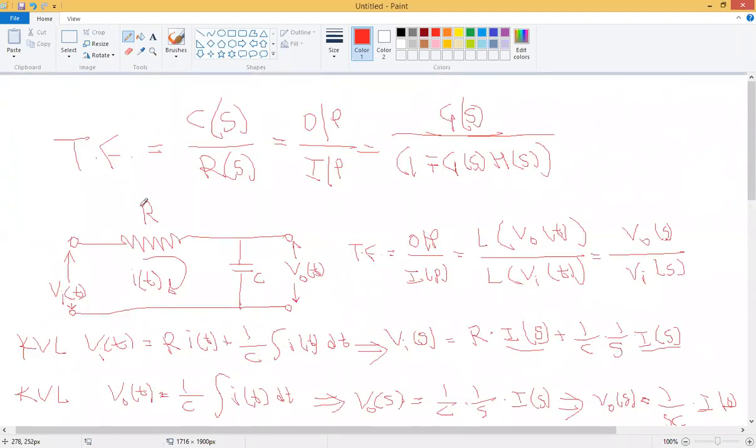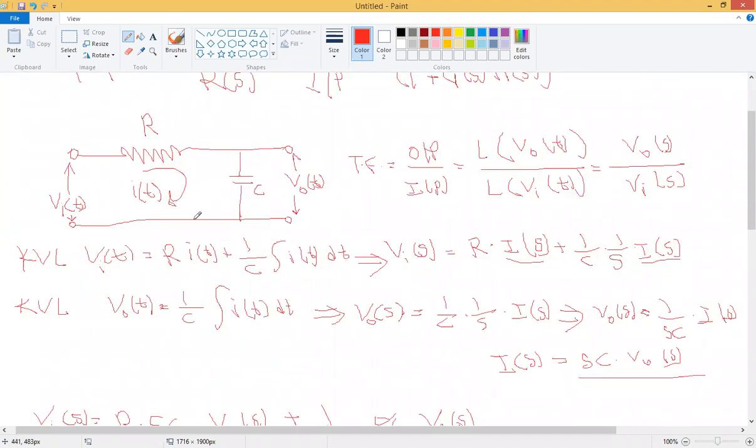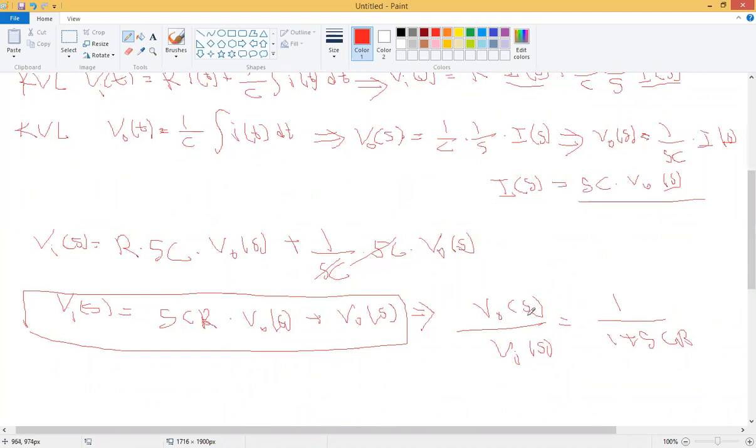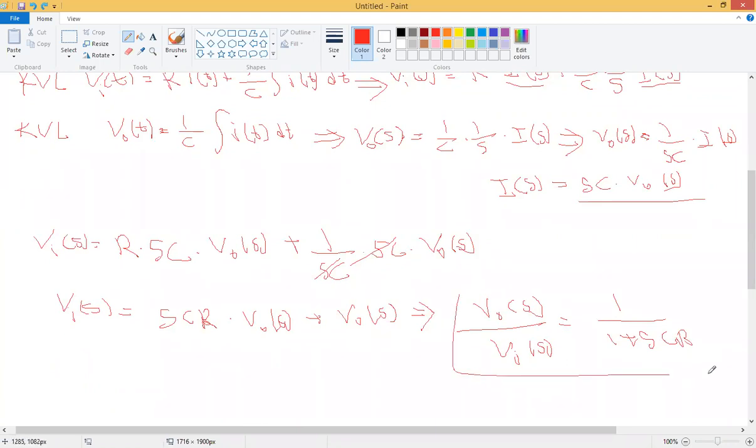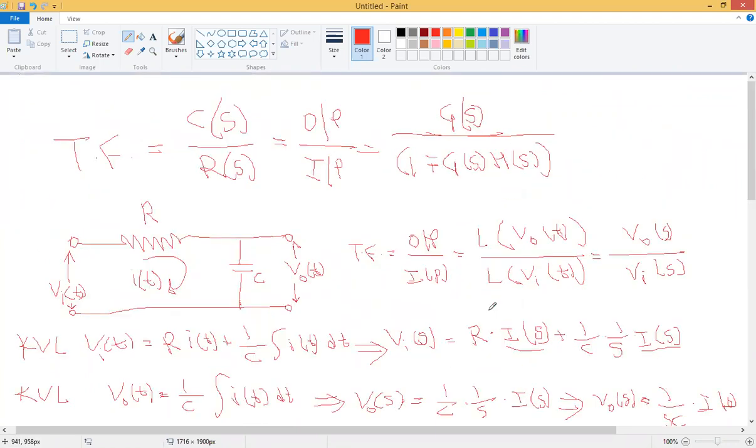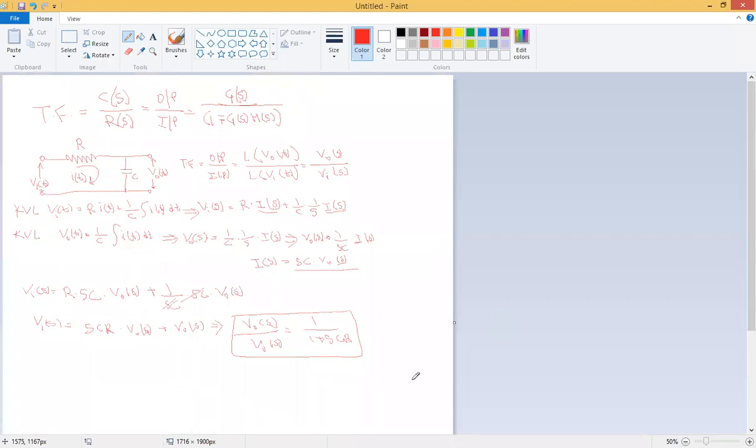So what is your transfer function? Transfer function is V of S upon Vi of S, and by applying KVL at the input side and output side, you get V of S upon Vi of S is equal to 1 upon 1 plus SCR. So this is your final answer for this circuit. For this circuit, this is the Laplace transform.